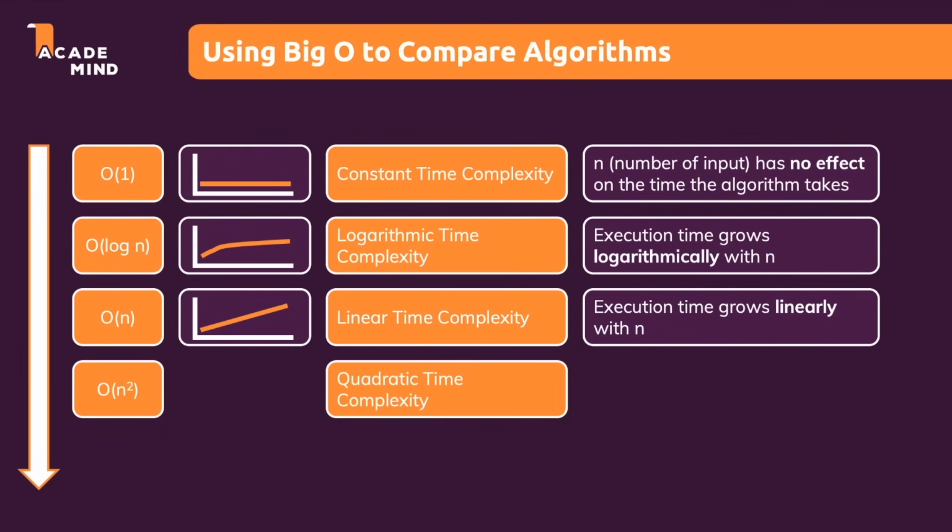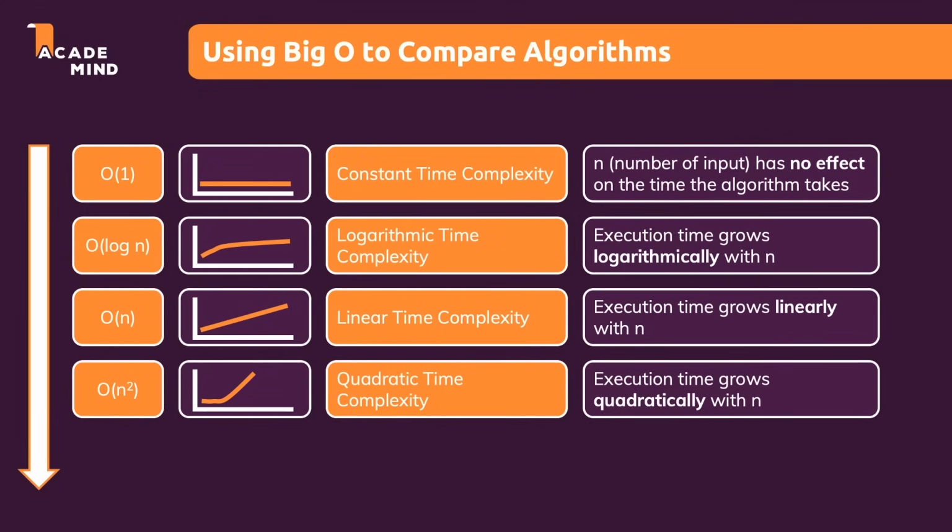For O(n squared), we speak of quadratic time complexity. A graph might look something like this, and here the execution time grows quadratically with n. So the bigger n, the bigger the execution time, and it grows much faster than for linear time complexity.